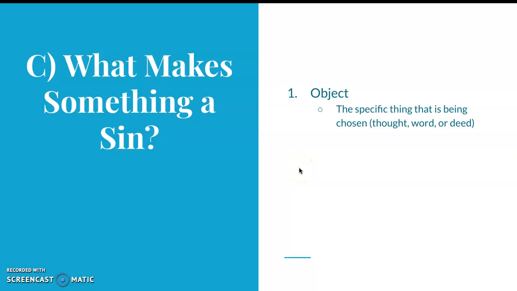So this will be a thought, word, or deed. By thought, we mean what we're thinking about, what we're desiring in our heads. A word, what we say. A deed, actions, what we do. So think of the object as the what. The what. Now, if the object is intrinsically evil, then the entire act is sinful.